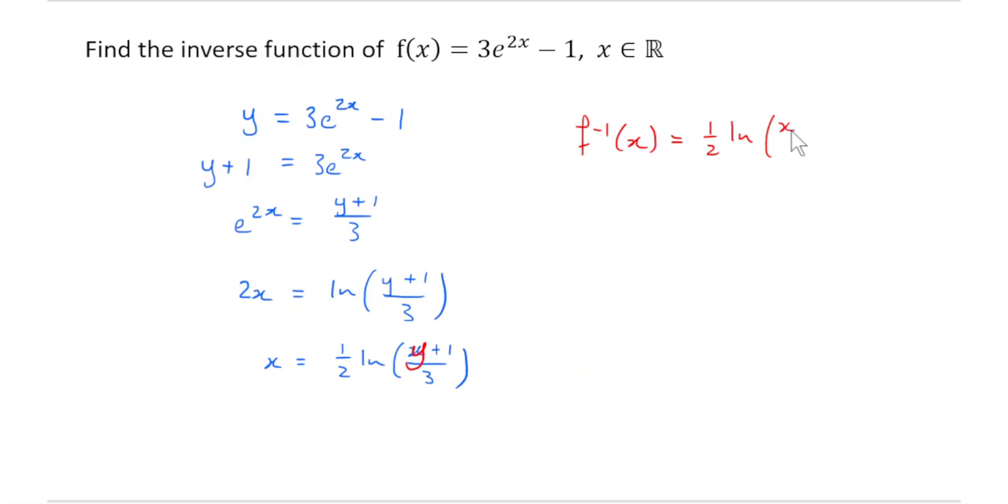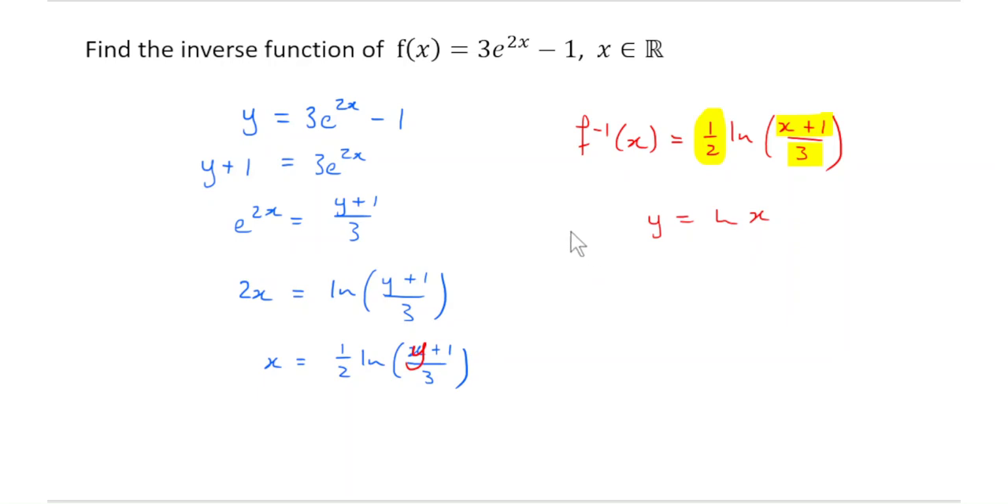Half ln of (x plus 1) divided by 3, right? And so this is our inverse function. We've got to ask the question, what does that look like? Well, that graph is going to look like y equals ln x, but it is going to be shifted to the left by 1. It's going to be stretched in the x direction by 3, and it's going to be scaled in the y direction by a half. So in other words, it's going to be squashed in the y direction by half.